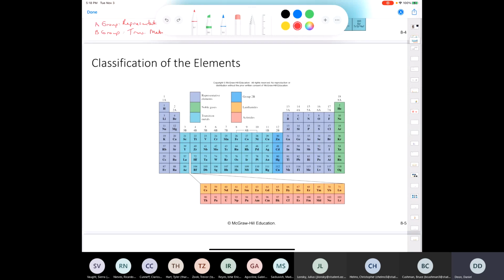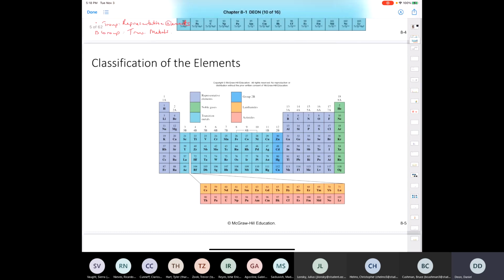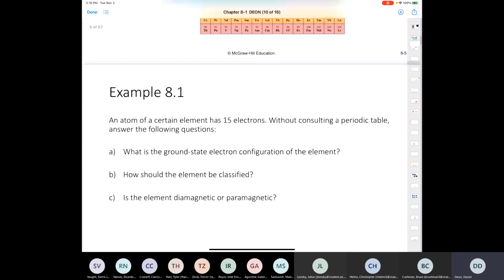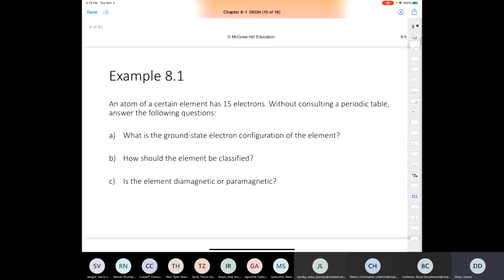So, you need to know your way around the periodic table a little bit. With all that information in mind, and borrowing from some of what we looked at during our last lecture, let's see if we can solve a problem which involves the periodic table. It says here, an atom of a certain element has 15 electrons. Without consulting a periodic table, answer the following questions. What's the ground state electron configuration of the element?